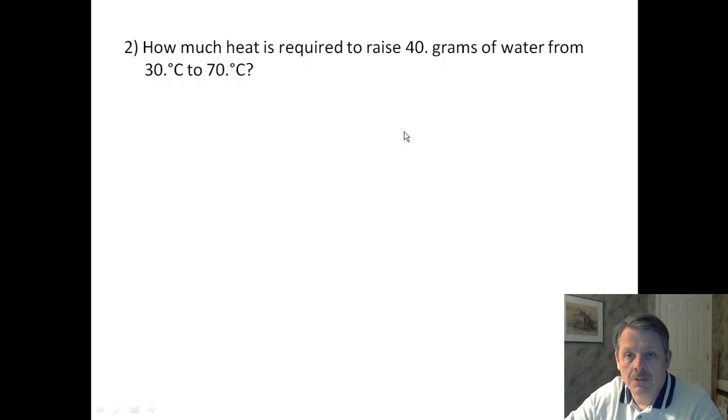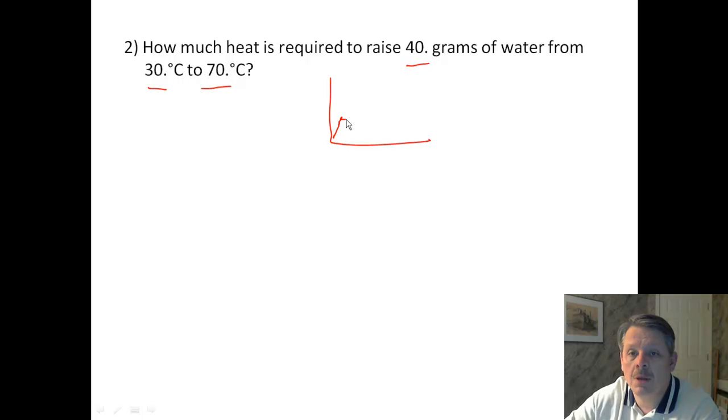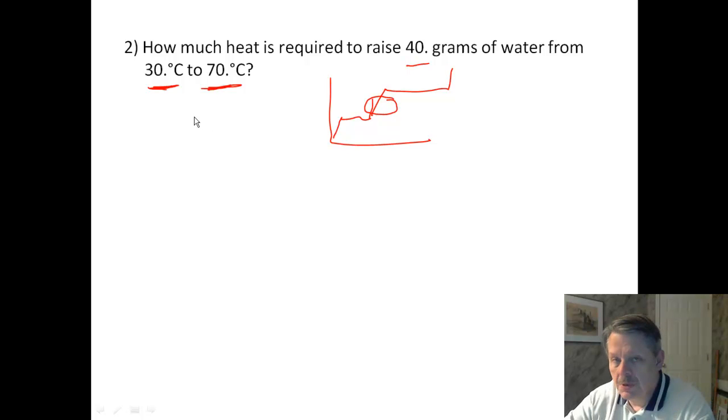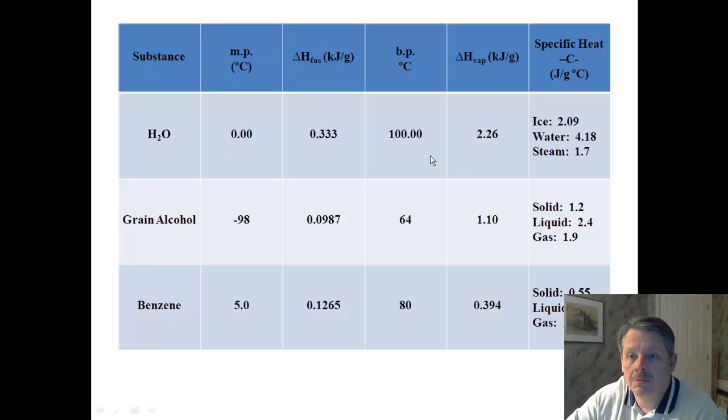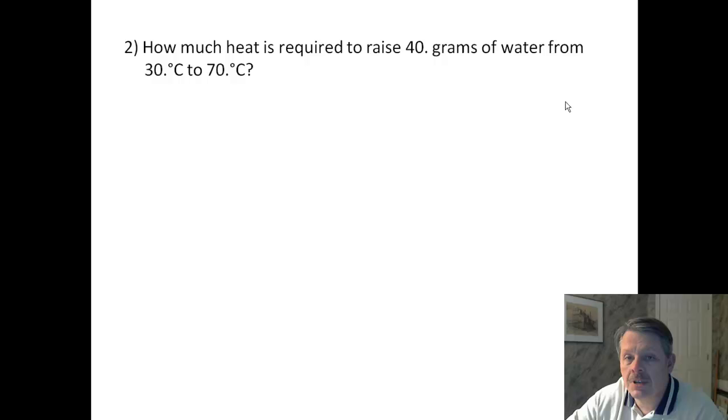All right. So let's go on to this problem. How much heat is required to raise 40 grams of water from 30 to 70 degrees Celsius? Well, if we think of our chart, what are we doing? Well, we're in the liquid phase. We're starting with 30-degree liquid and going to 70-degree liquid. Okay? So to be able to do that, all we have to do is know the specific heat for water. So our specific heat for water as a liquid is 4.18, and it's in joules per gram degree Celsius.